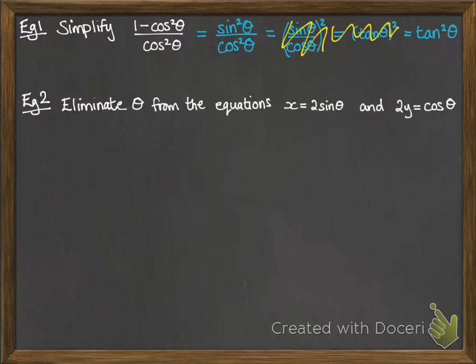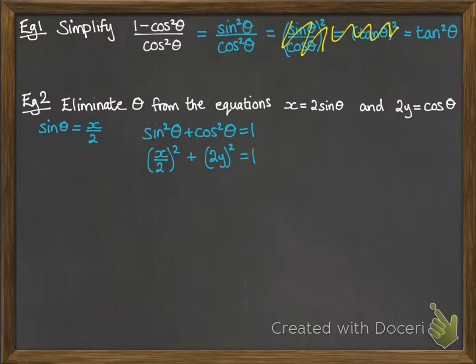So if we're eliminating theta, we're wanting to connect x and y in some sort of equation that doesn't have a theta in it. So let's start by rearranging this to be sine theta equals x over 2, because we want to use this result. Sine squared plus cos squared makes 1, because that equation itself takes something that's in theta and replaces it with just a number, 1. If we can use that, then we can get rid of theta. So sine squared will be x over 2 squared, and cos equals 2y, so cos squared would give us 2y squared, and that will all equal 1.